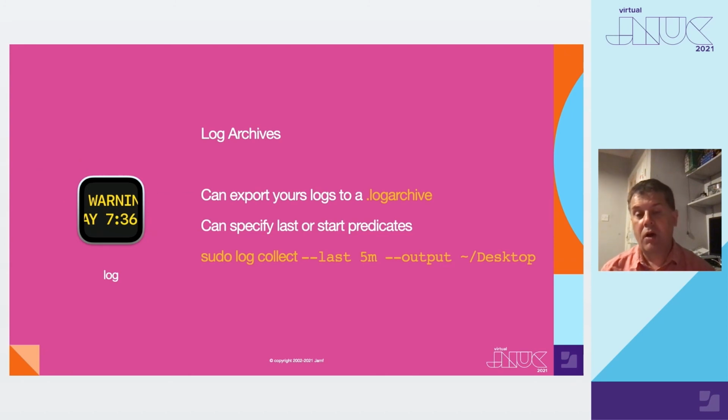Okay, and you can also archive the logs. The logs will get rotated eventually, so if you want to export them, you can export them to a log archive file, which can then be read later on, either via the log command or via the console application. To create the archive, on your sudo log command, you just do a collect, and then you can specify your criteria, and then use the output argument, and you can save it to a file, for instance, in this case, on the desktop. That will create a .logarchive file, which can be used later on. It's quite useful to collect these log files for later use, because eventually they will get rotated and you lose them.